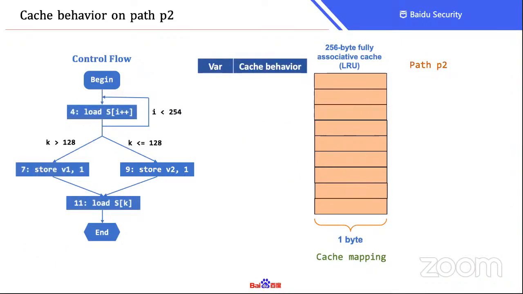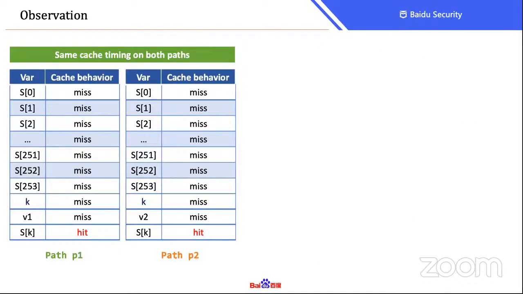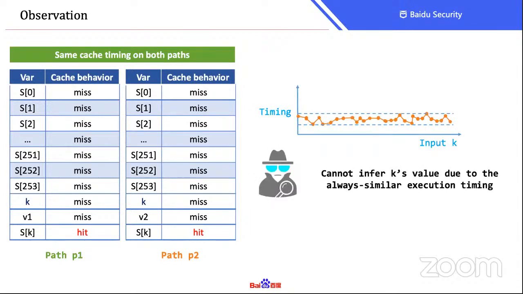Now we go to path P2 to repeat the cache analysis and list out the cache behavior of each instruction in the table. We compare the listed results between P1 and P2 and find that path P1 and path P2 have the same cache behaviors. So we draw a figure to show the relationship between cache timing and the sensitive input k. We can observe that the execution time is always very similar on any path with any sensitive input k. So the attacker cannot infer k's value due to the always similar execution timing, and there's no leak.